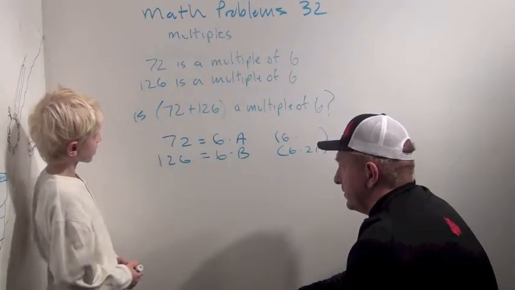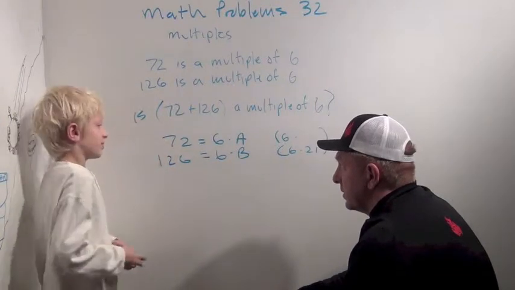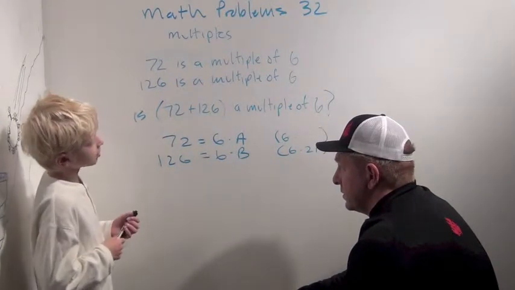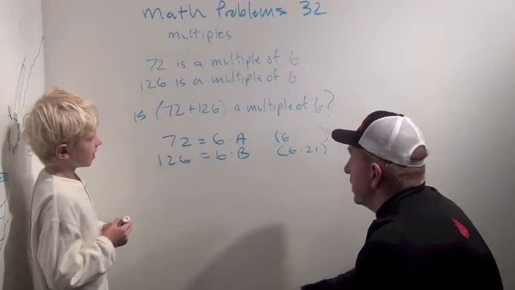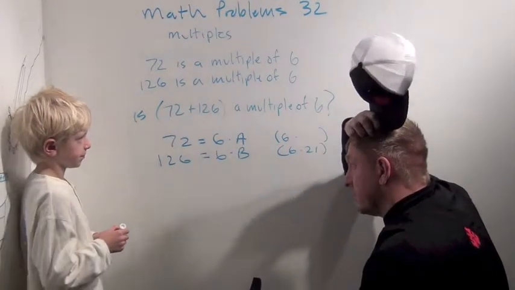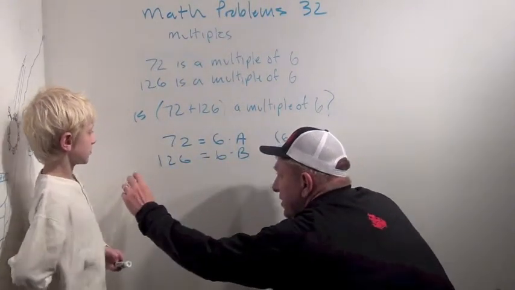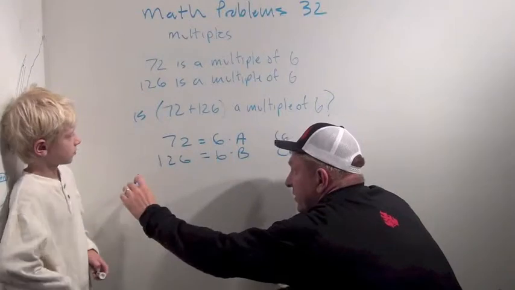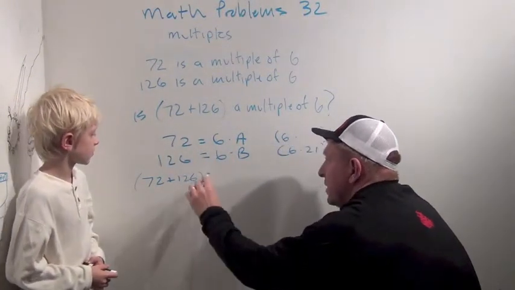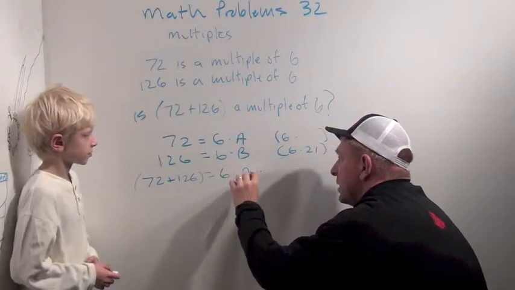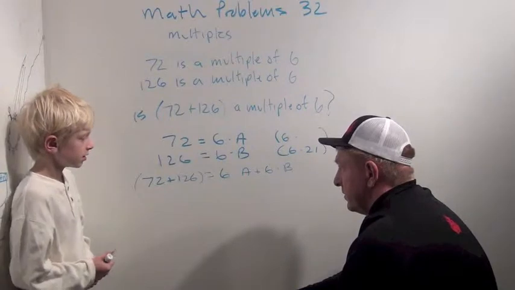Well, if you add 2 multiples of 6 together, you'll get a multiple of 6. That's what we're trying to show here. So let's see if this is true. This side would be, when we add these together, 72 plus 126, whatever that is. And this is 6 times A plus 6 times B.